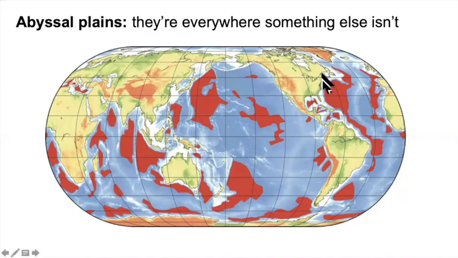So here's the distribution of abyssal plains throughout the ocean. You can see that they're usually interrupted by mid-ocean ridges, for instance, in the Atlantic here, or parts of the Pacific or the Indian Ocean. They're really the sort of baseline state of the seafloor, and so they mostly occur where other things like mid-ocean ridges or seamounts don't occur.